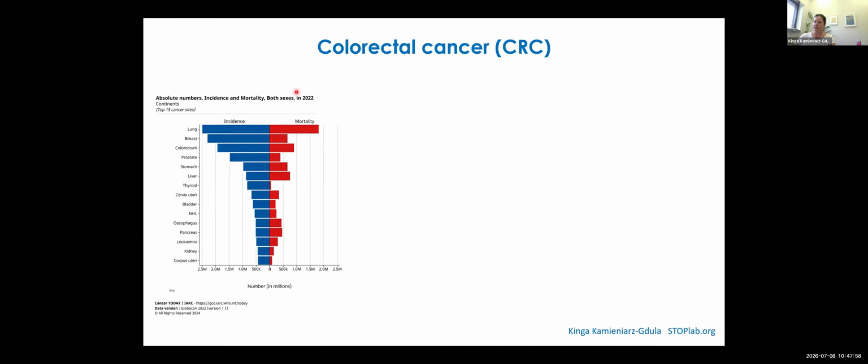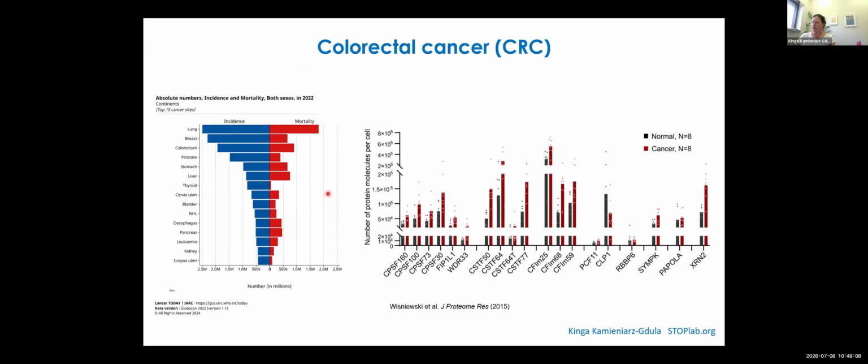So colorectal cancer is a cancer which is third most common in the world and also second most lethal. So it's a big problem. And we found it very interesting that when looking in tissue samples from patients, it was clear that the protein levels of all factors that we looked at, both in 3' processing and termination, were upregulated.